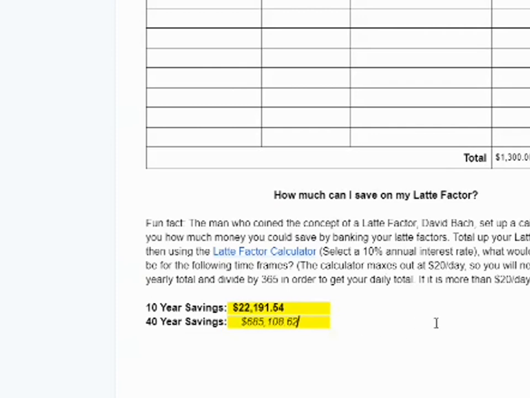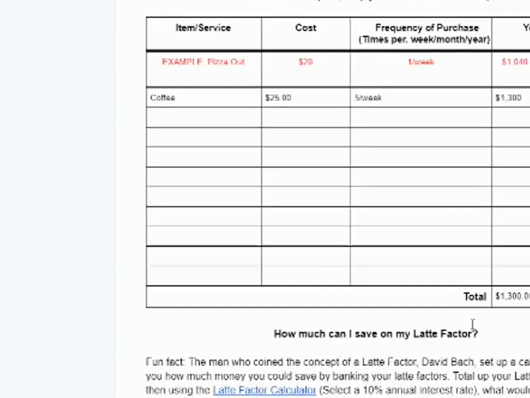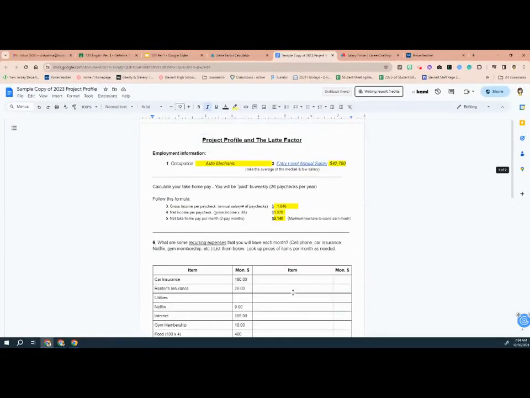That coffee can save you a lot of money. That's how you fill out this sheet. That is a good working sample.